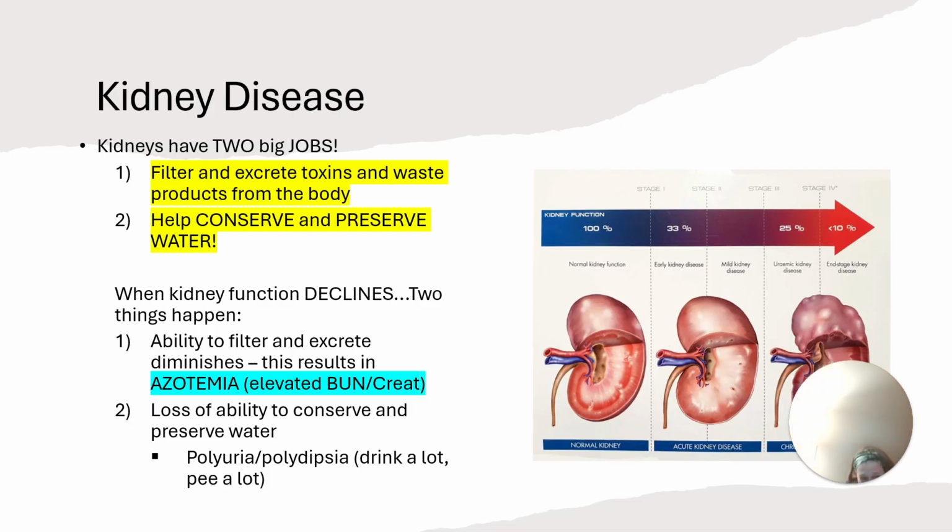When kidney function starts to decline, two things will happen. Their ability to filter out those toxins decreases, and this will result in azotemia, or elevations in BUN and creatinine in the bloodstream. Number two, they will lose their ability to conserve and preserve water. And when that starts to happen, we see an animal that has an increase in thirst and an increase in urination. The technical terms for that are polyuria and polydipsia.